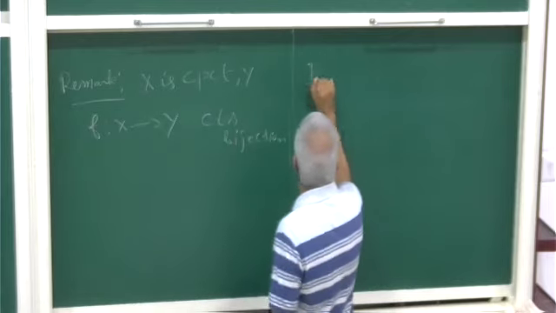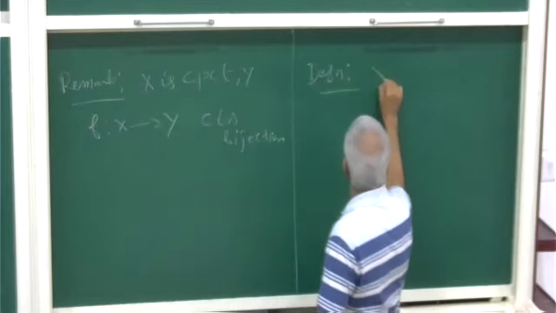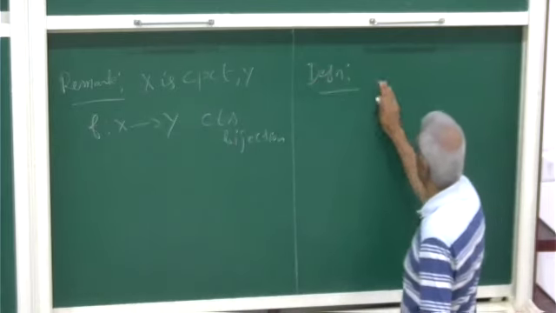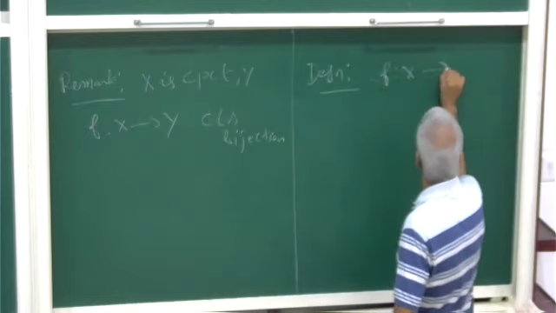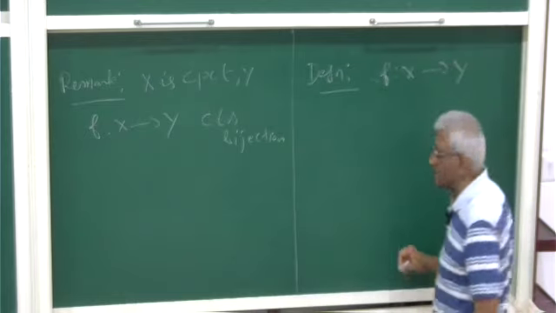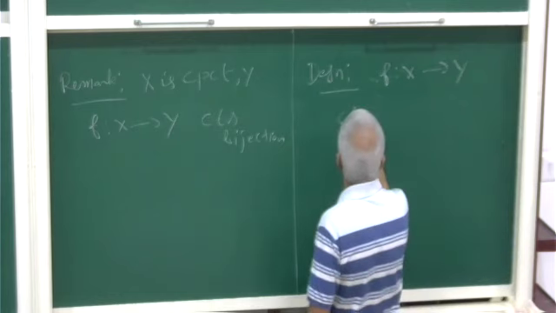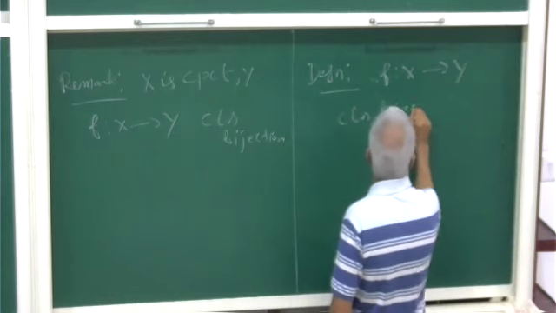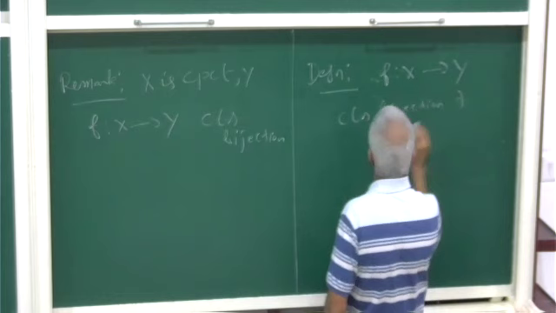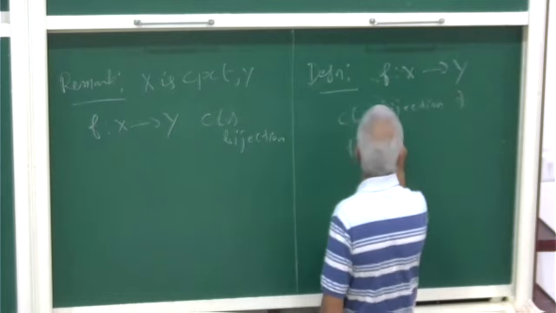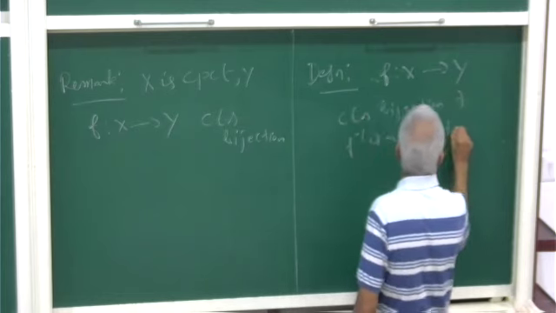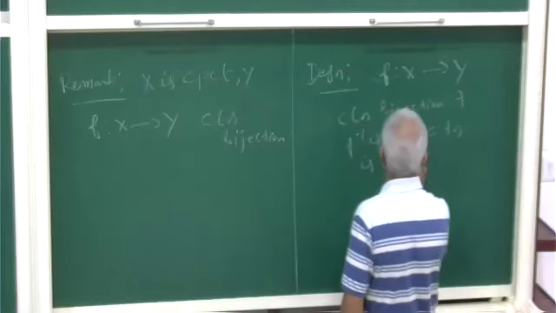Okay, before that, we make a definition. If you have an F from X to Y which is a continuous bijection such that F inverse is also continuous, it is called a homeomorphism.